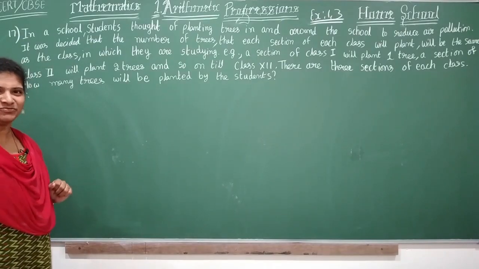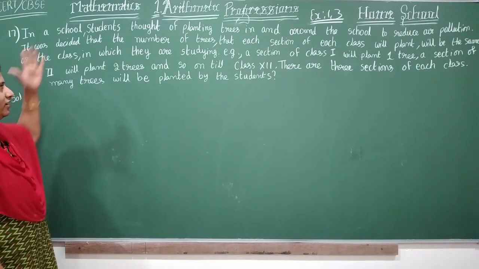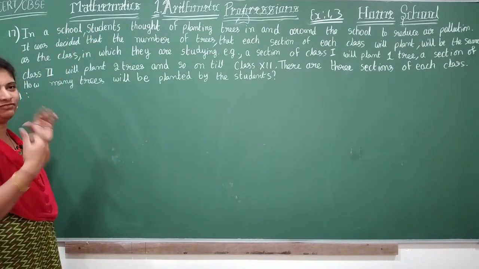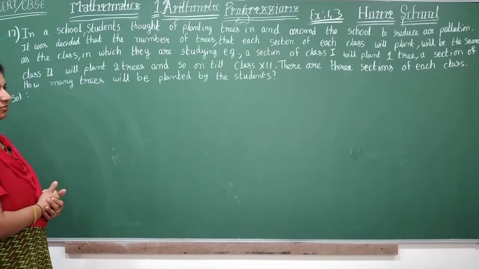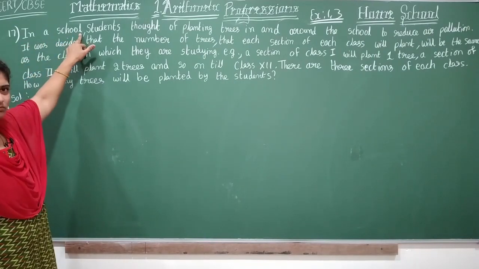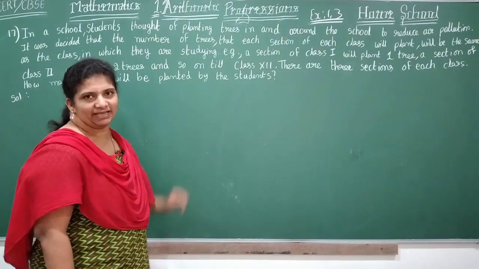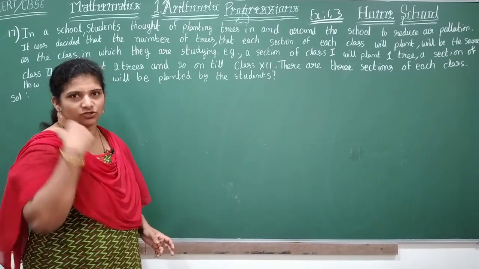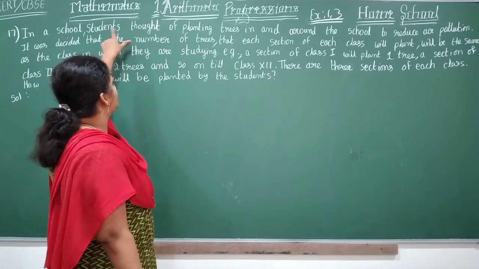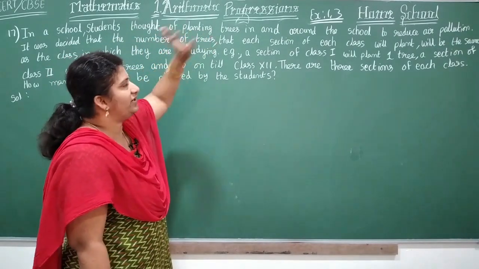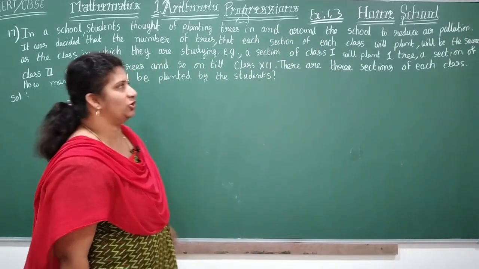Look here, the 17th problem seems to be very big, but it is a very tiny problem. I have written this problem on this big board in 5 lines. Let's go on with this problem. What is this problem? In a school, students thought of planting trees. Almost you children also do, no? I think you are also planting some trees. Some children are ready to plant trees in and around the school to reduce air pollution.